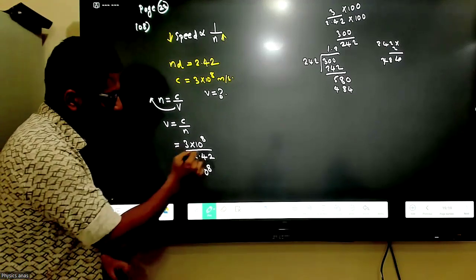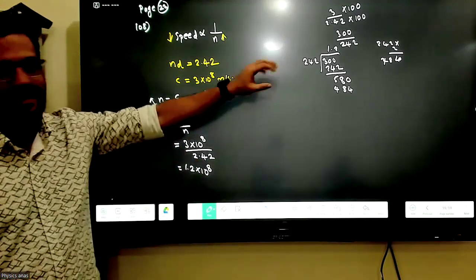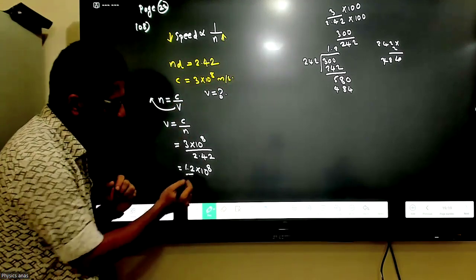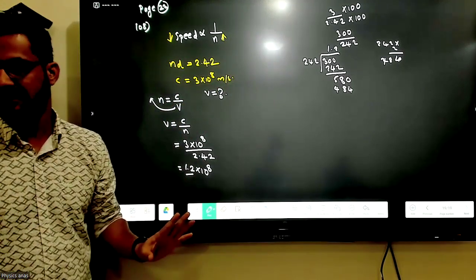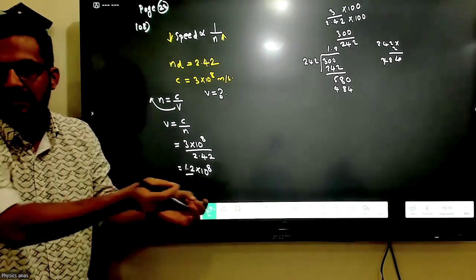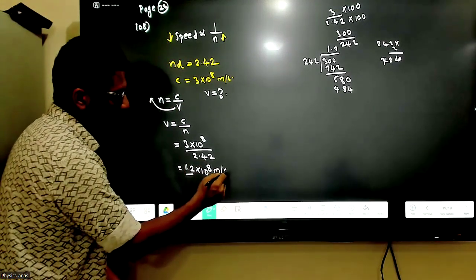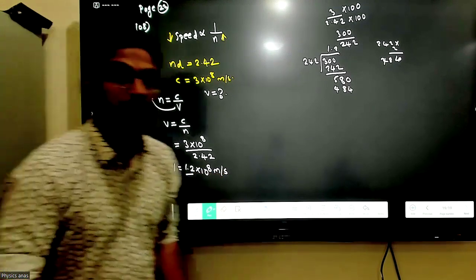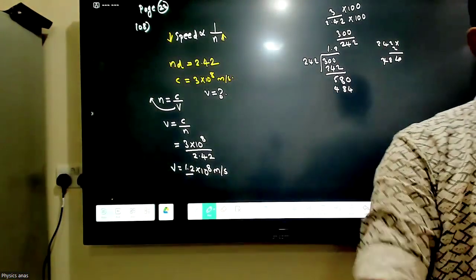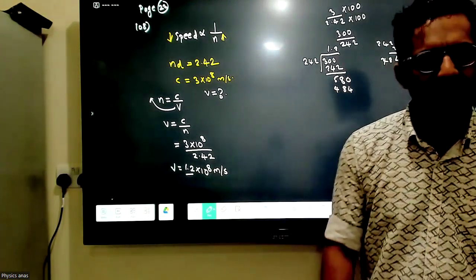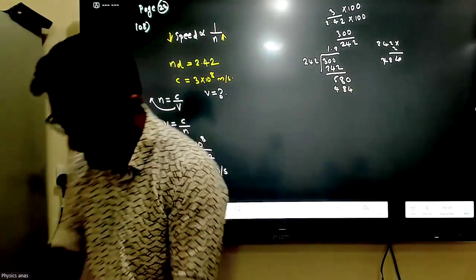Just divide 3 by this 2.42 and find the answer, and write that answer here. Then take the 10 raised to 8 and write it down. So that will be the speed of light in diameter. Did you understand that?